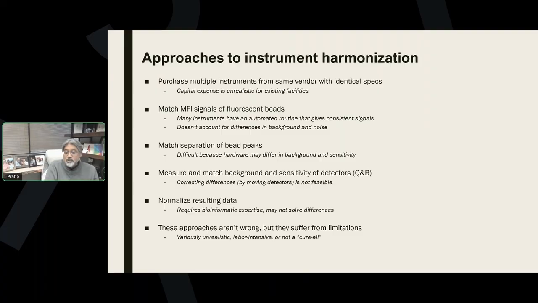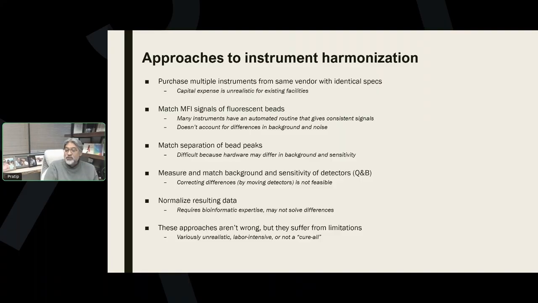We can also measure and match background signals and sensitivity of detectors. This is the idea of using things like an LED pulsar to calculate Q and B values, and then correcting or moving different detectors so that you're trying to match across different instruments. That's often a lot of work and not terribly feasible, but this is probably one of the most reliable ways to go about this, and one of the most comprehensive ways of going about instrument harmonization.